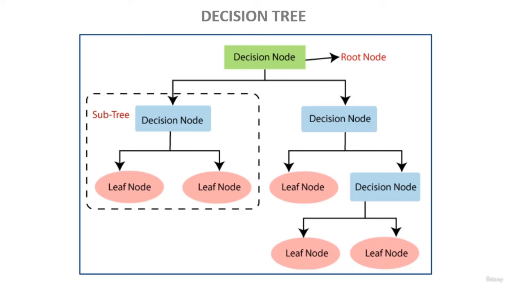From a structure perspective, if we look at the architecture diagram of decision tree on the screen, we can see that a decision tree is composed of a root node, which is the top node, a set of interior nodes that represent the features, and terminal nodes, also called leaf nodes or leaves, that represent the outcome or final classification.